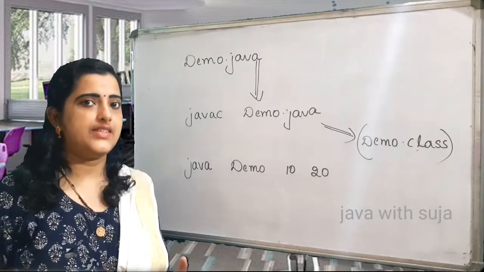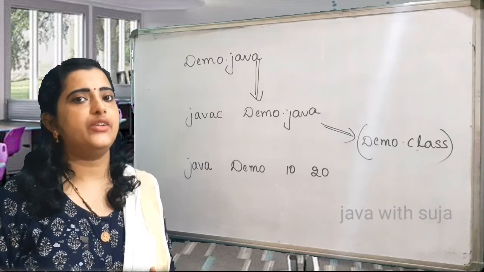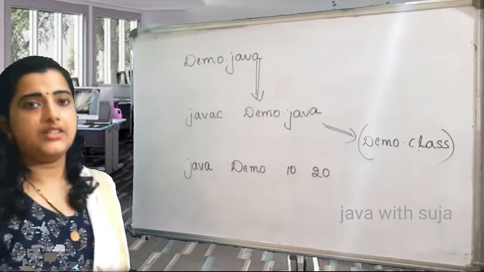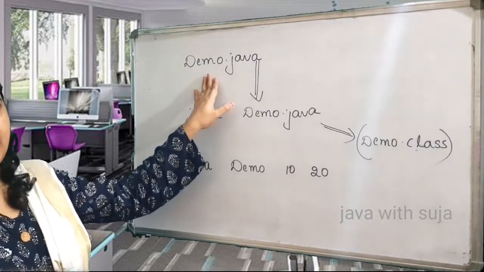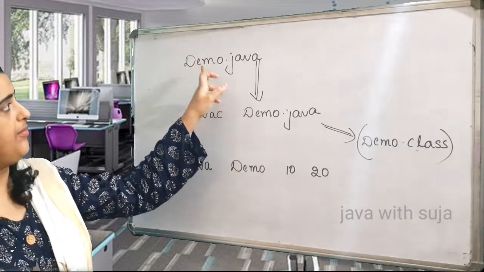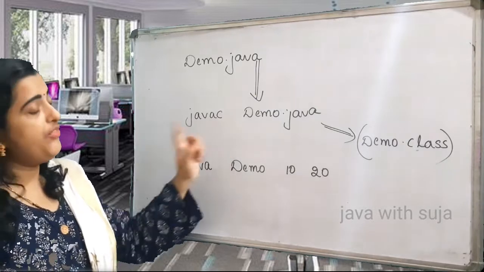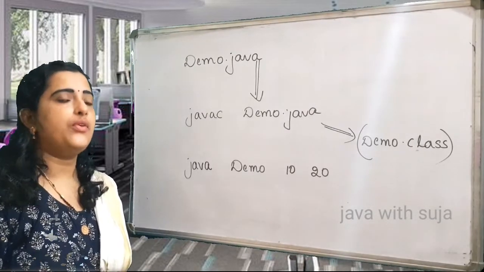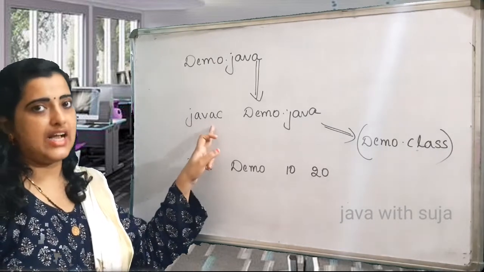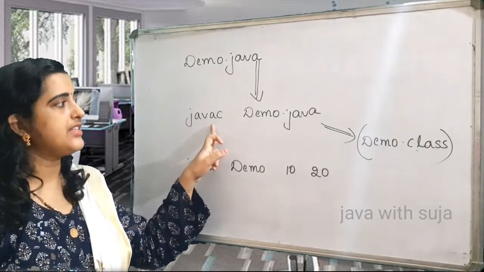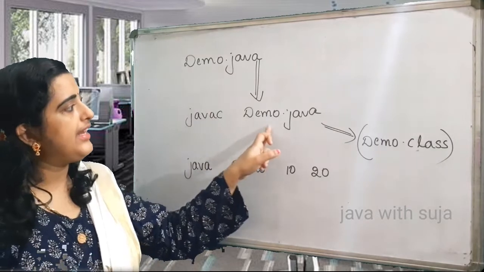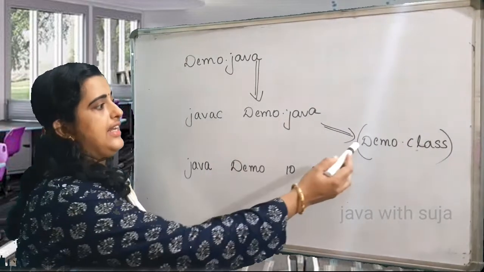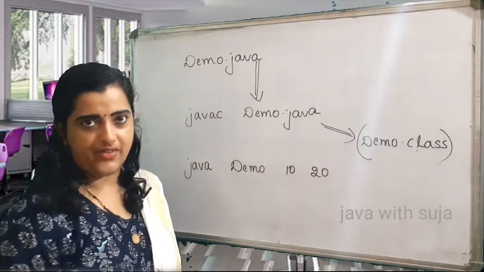So as we discussed earlier, we have to pass two values to the variable A and B. Now let us see how this will work in a command prompt. So here we have saved our file with the name demo.java. Now we have to compile this program. So in order to compile this program, we have to use a command javac. So it is a command given to compile the file named demo.java. So after using this command, we will get demo.class file.